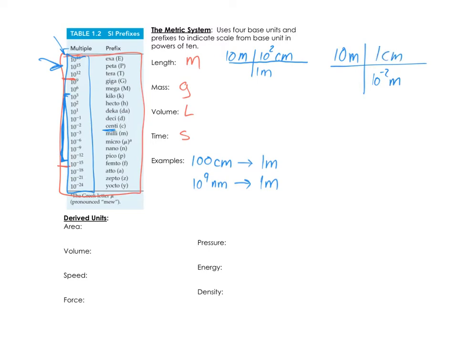So this is basically the amount of base unit per 1 of the new unit. So in other words, there are 10 to the negative 9 meters in 1 nanometer. So that's the way that chart works.